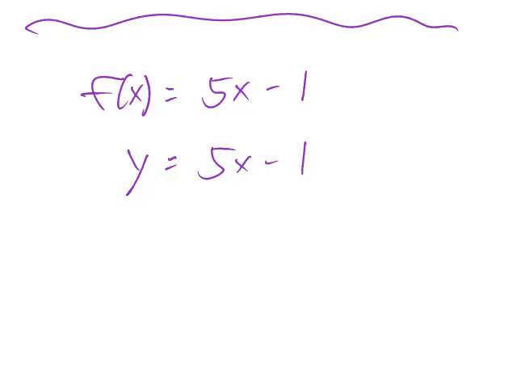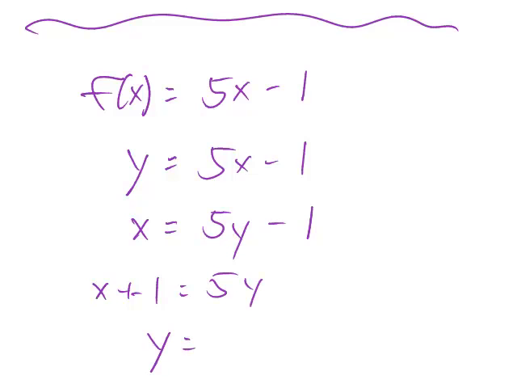So it's kind of confusing because you're switching the letters around, but let's just do it because it's going to be much easier if we just write this down instead of me yapping about it. Okay, there we go. I just switched the letters around because that's the whole point, right? We're switching the roles of x and y. And so now we're going to solve for y. So x plus 1 equals 5y, and then y is x plus 1 all over 5.